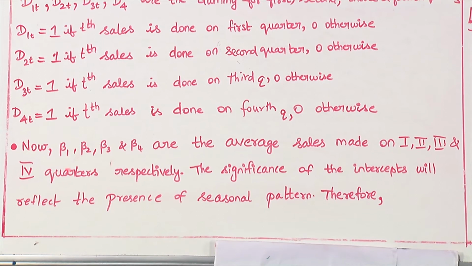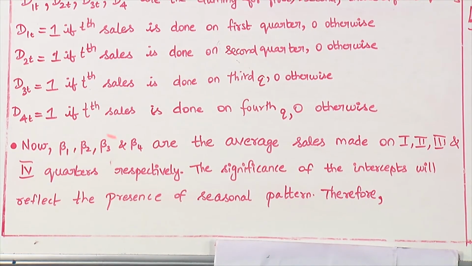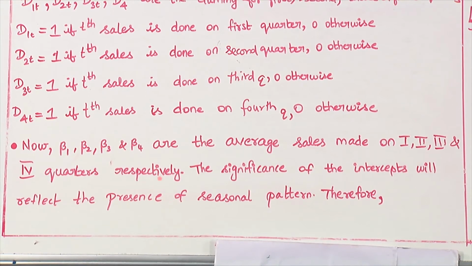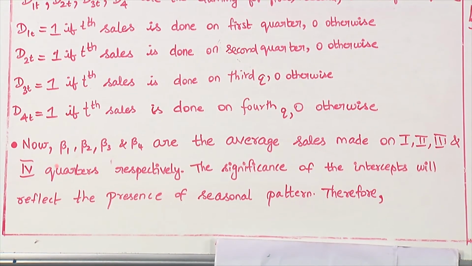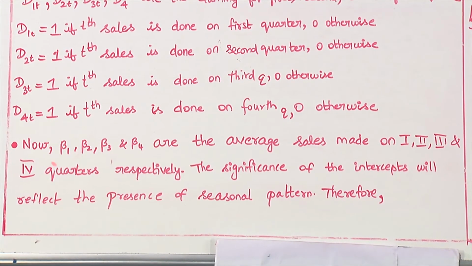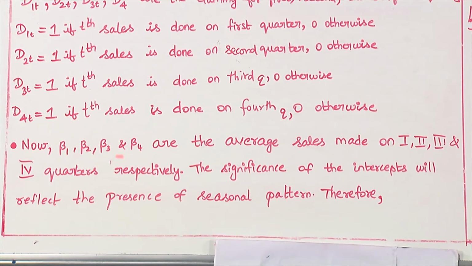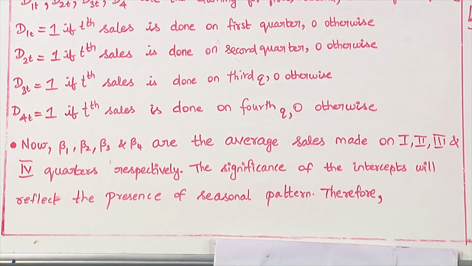Naturally, the significance of these parameters is an indicator of the presence of a seasonal pattern. For example, if beta 1 is significant, that indicates the presence of seasonality in the first quarter. If beta 2 is significant, the seasonality in the second quarter is present. Like that, the significance of each of the parameters can be interpreted as the presence of a seasonal pattern in the time series.